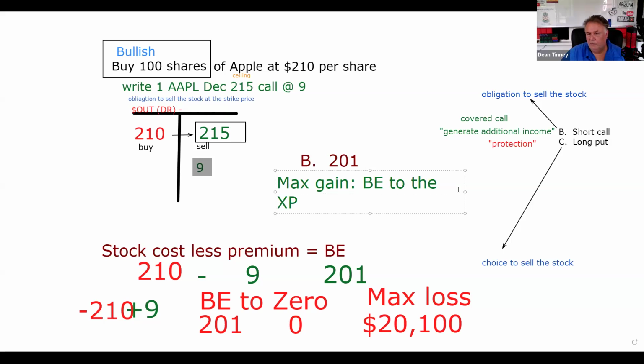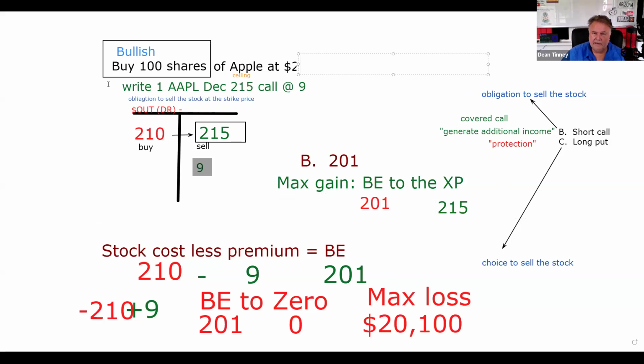Right. What I mean by that is we're out of pocket 201. We have to sell the stock at what price? 215. And so there's our max gain. You can either memorize it again, or you could say, I make 5 points there and 9 points, the 5 and the 9, right? Let me get out my thing here.